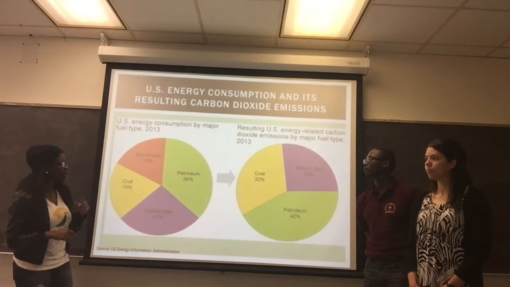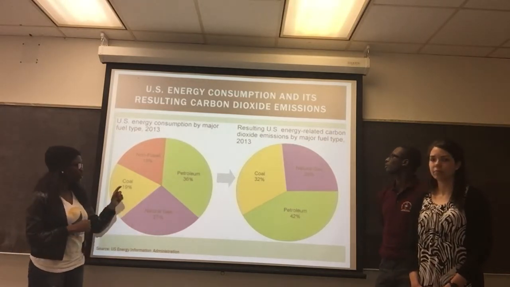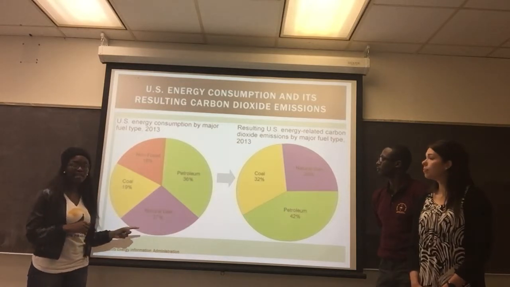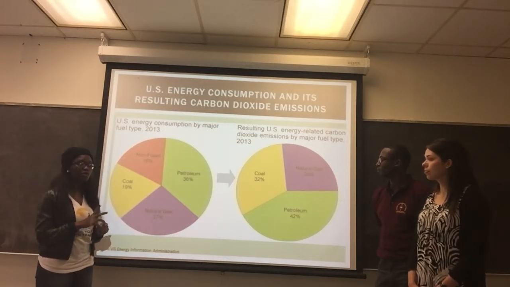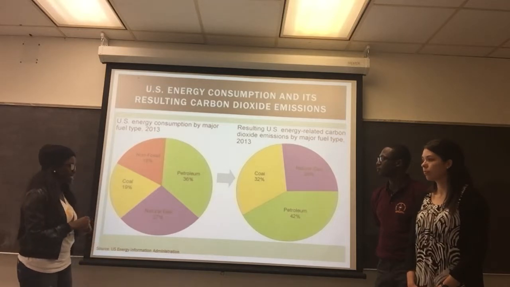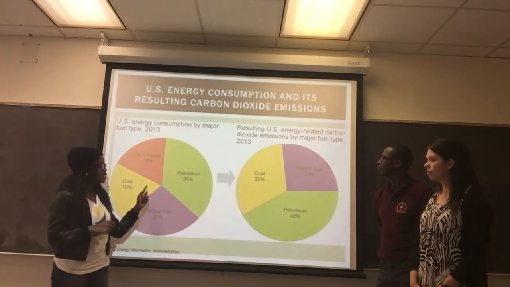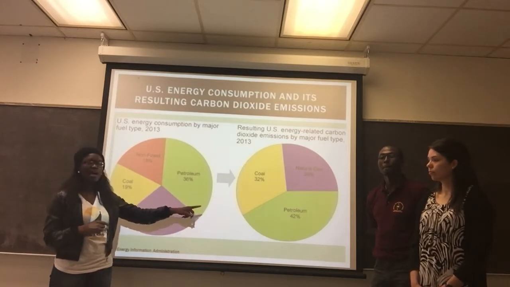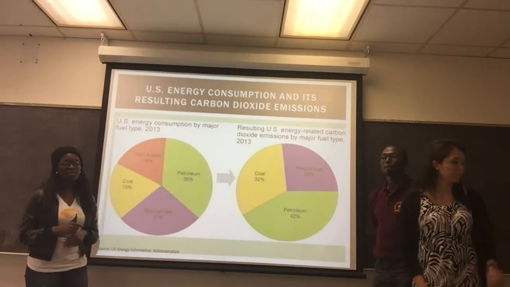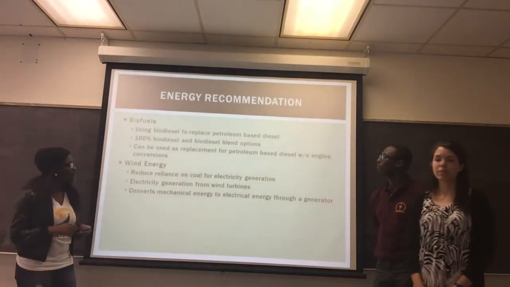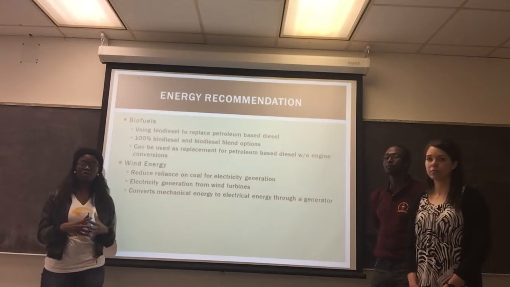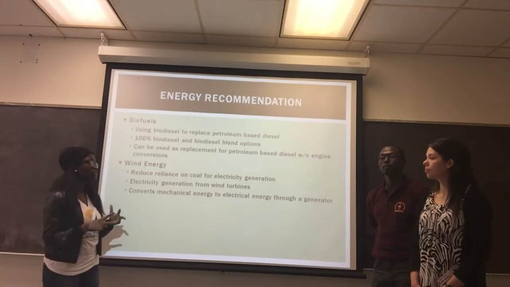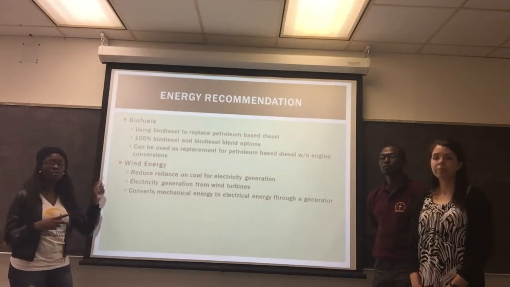What this graph shows is our energy consumption by fuel type. It shows all the fossil fuels and non-fossil fuels, and it shows that petroleum and natural gas are the two largest fuels consumed by the United States. It then converts this information into a carbon dioxide emission graph, which shows that coal and petroleum have the two largest emissions of carbon dioxide. Because of that, these are the two sources that we definitely need to reduce, and we've decided to replace them with biofuels and wind energy.